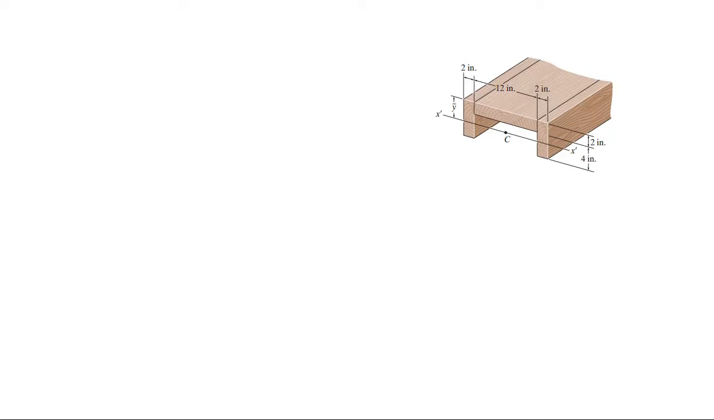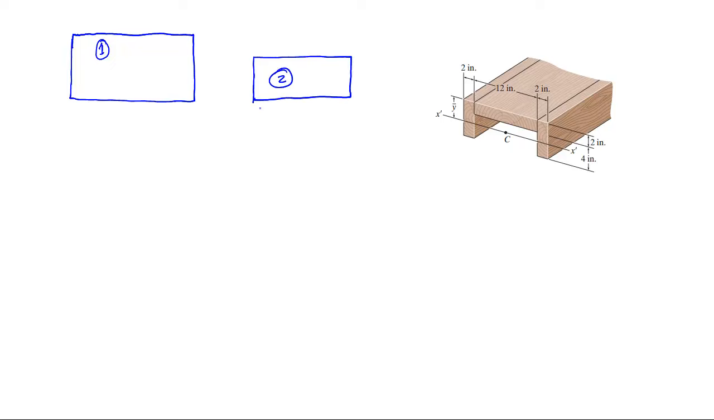Alright, let's do this same problem a slightly different way. We will start by creating two areas up here. Call this 1 and call this 2. What we will do is measure down from the same location to find y. We'll find the center of this one and the center of that one.